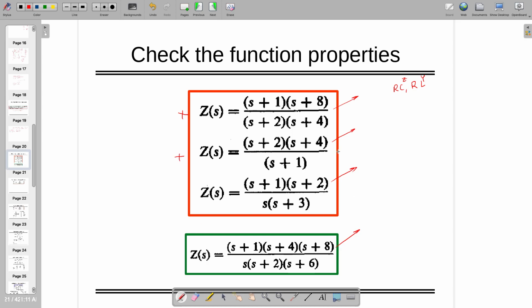You can see it's a red colored mark, so those are not possible, and green is possible. Right? So the reason is they are not alternate. In all three, which I found out from the Franklin Kuo book, they are not alternate. That's why they are not synthesizable using RC impedance, RL admittance, or RC admittance, RL impedance function. In any way, it's not possible. So they have to be alternate.